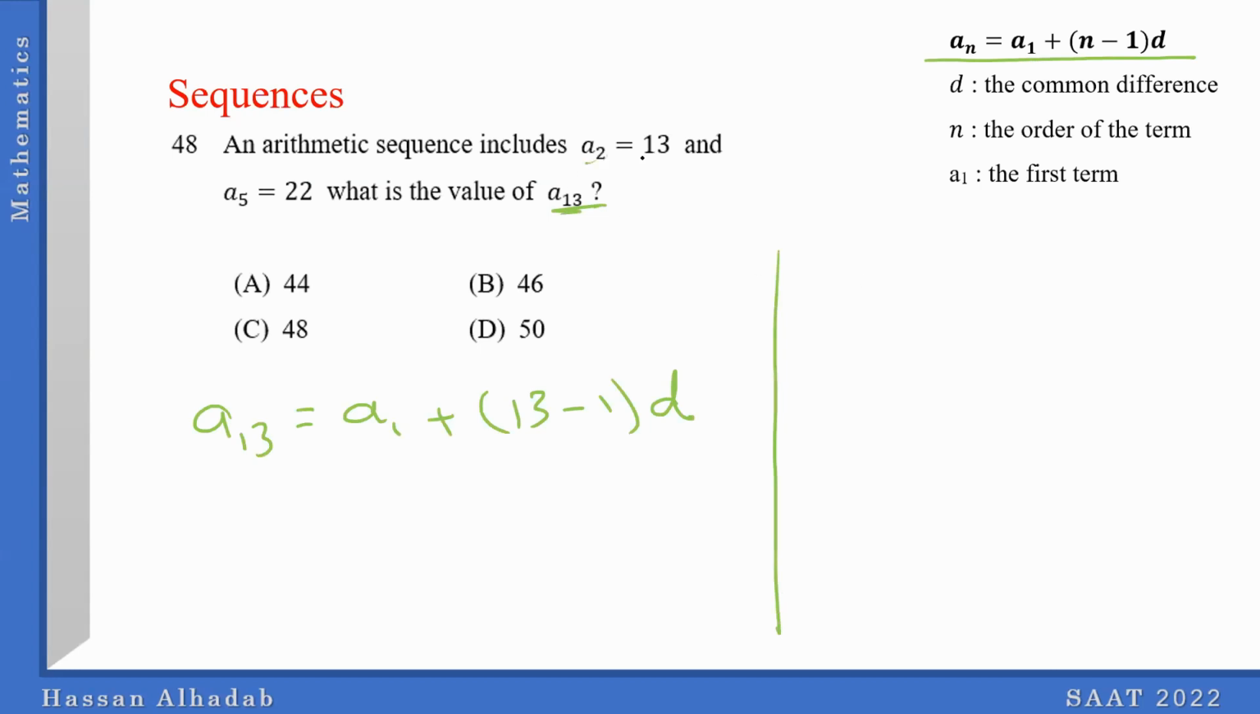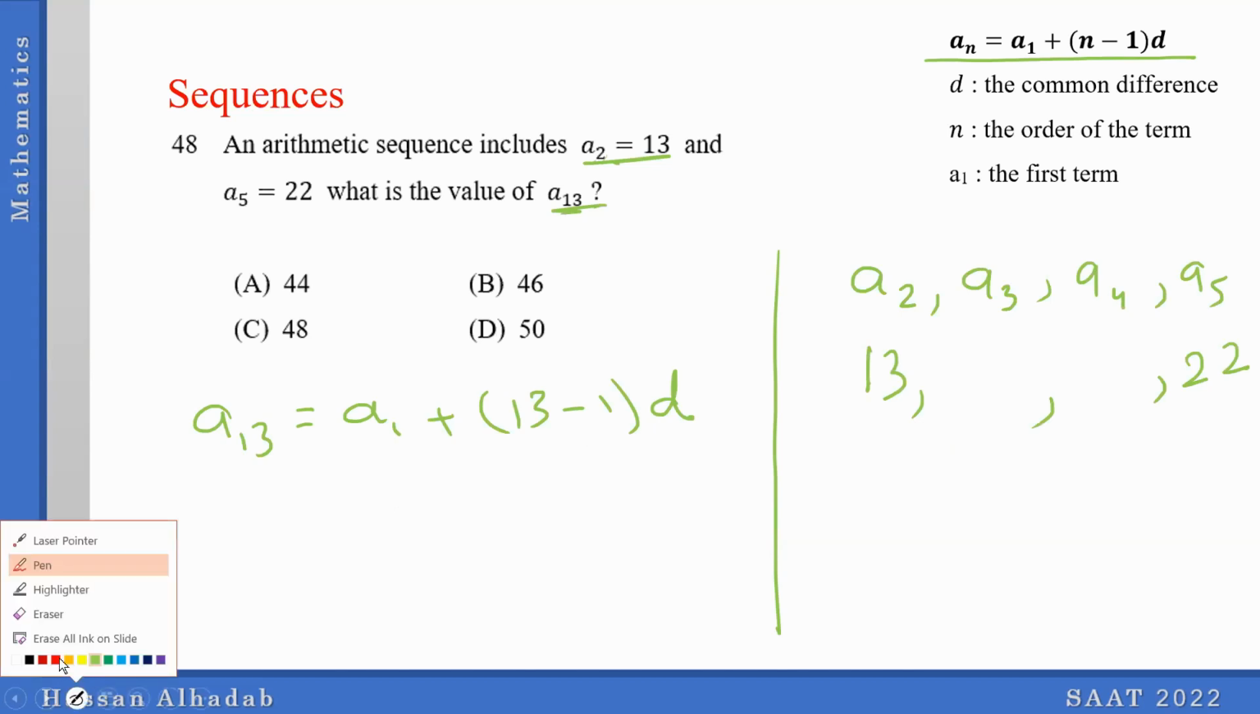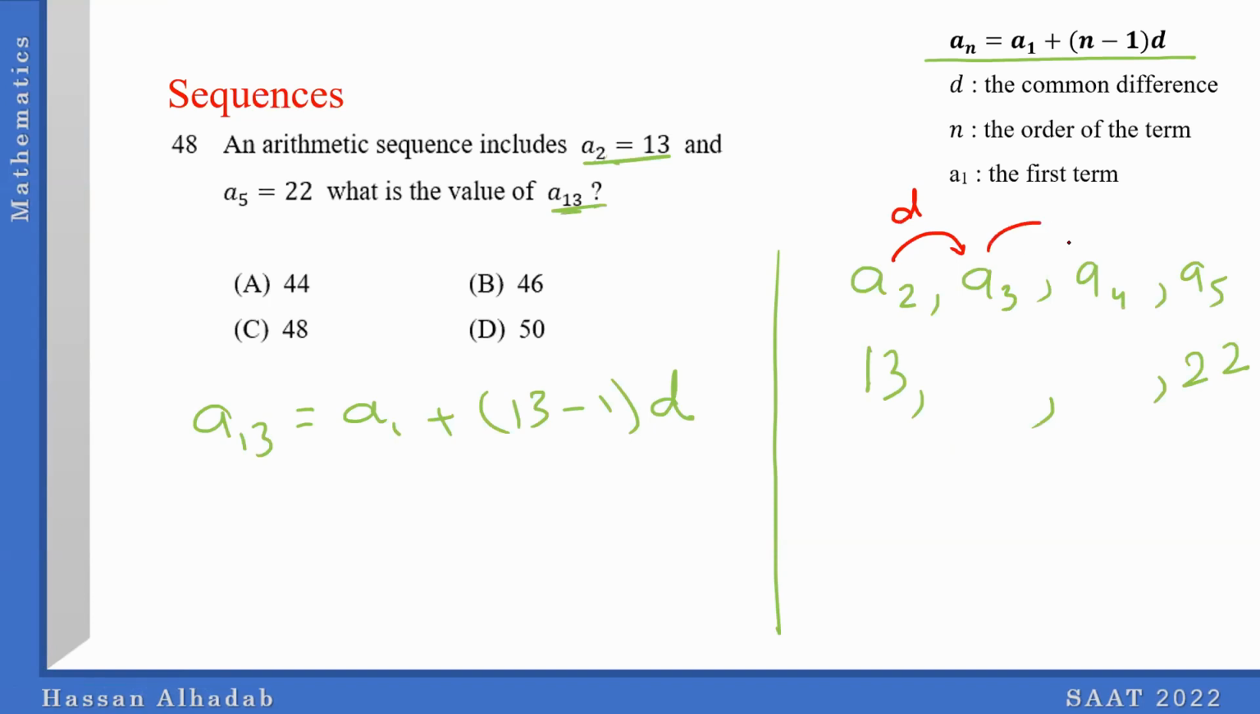So the idea is this is A2. So A2, A3, A4, A5, isn't it? This is 13. It's already given 13. And this one here is 22. Yes? Isn't it? So the idea, I'm just going to show you what's going on, then I'm going to do it in short. So here is D here, 1D, D, D.